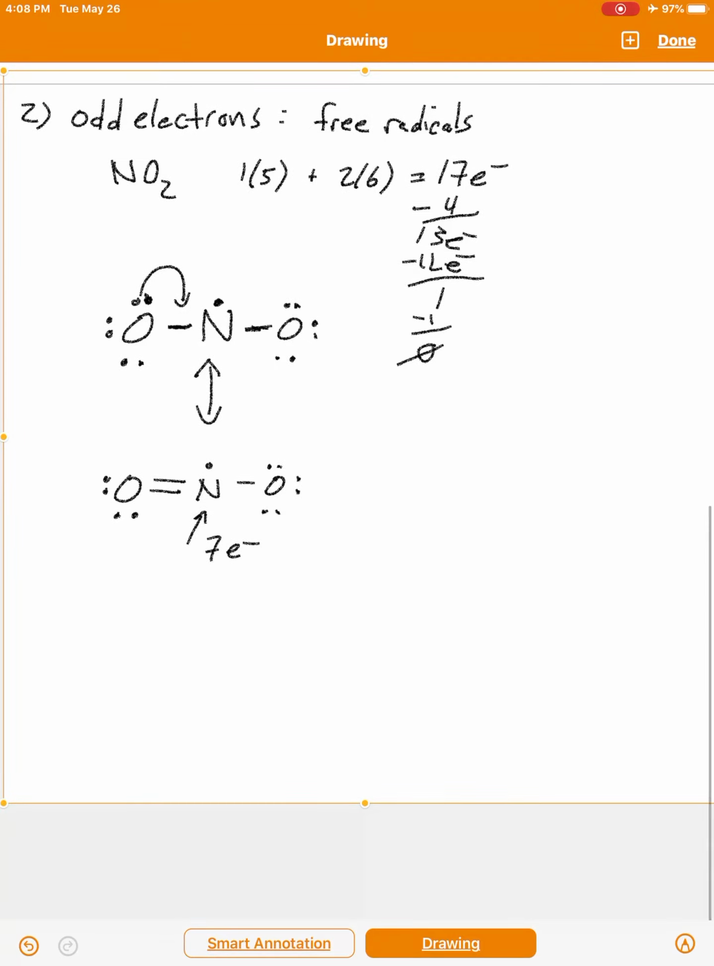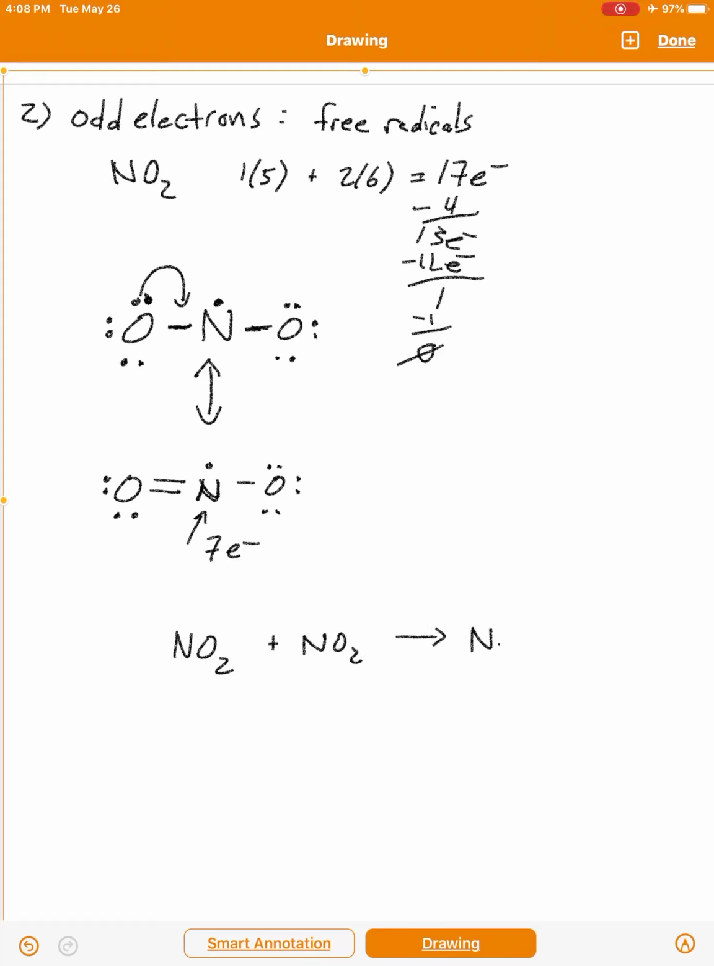So what will happen is if you take NO2, it'll react with itself to give you something called N2O4. And we can explain that based on this Lewis structure. If we take 2 NO2s and put the nitrogen atoms next to each other, look what happens. This nitrogen has 1, this nitrogen has 1. They can form a bond.